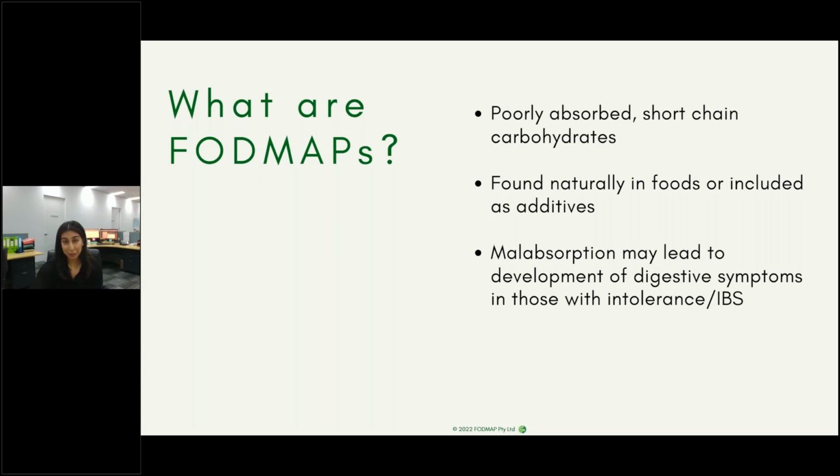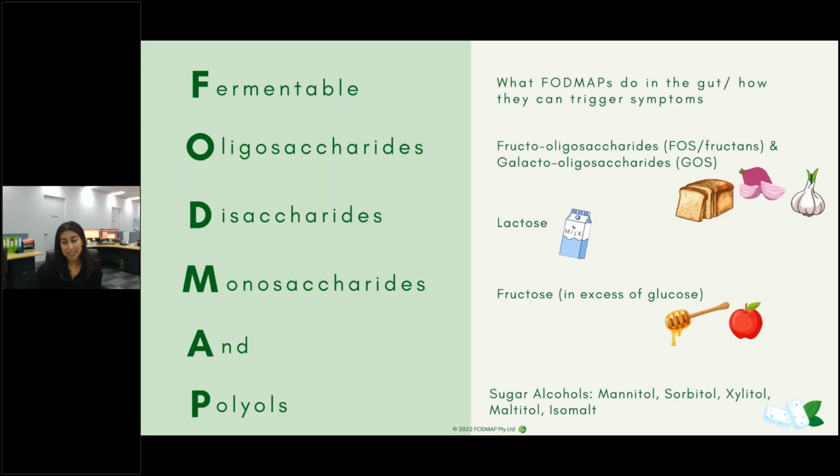So firstly, what are FODMAPs? FODMAPs are poorly absorbed short-chain carbohydrates. They are found naturally in some foods, and they're also sometimes included as additives. They malabsorb sometimes and trigger some gut symptoms for people that have IBS. FODMAP is an acronym. It stands for fermentable oligosaccharides, disaccharides, monosaccharides, and polyols. On the right-hand side of the screen, you can see some foods that contain some of these FODMAPs, things like onion and garlic, milk, honey, apples, and mince.